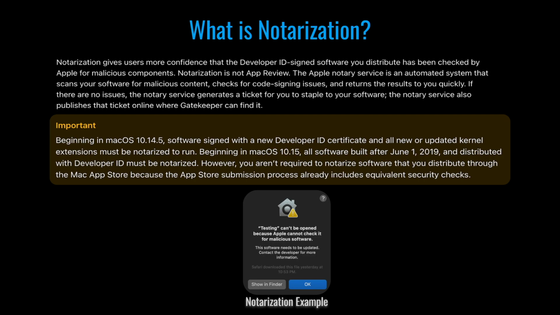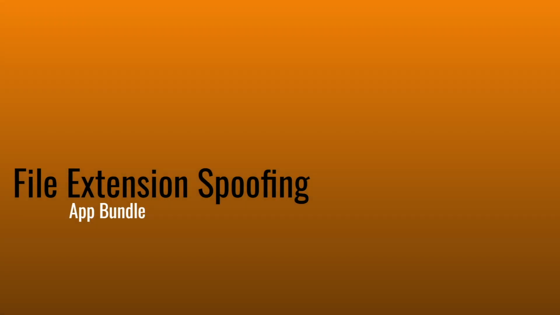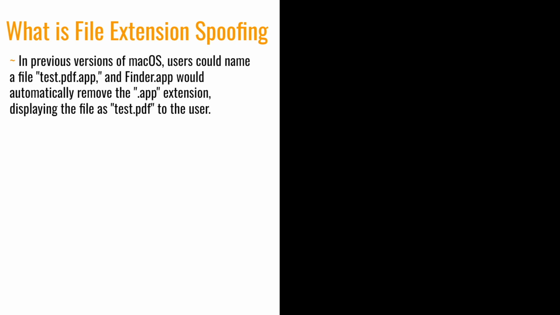We have a notarization example. So when a user tries to open an app that hasn't been notarized yet by Apple, the system prompts them that this app cannot be opened because Apple cannot check it for malicious software. Now let's dive into file extension spoofing. What is file extension spoofing?